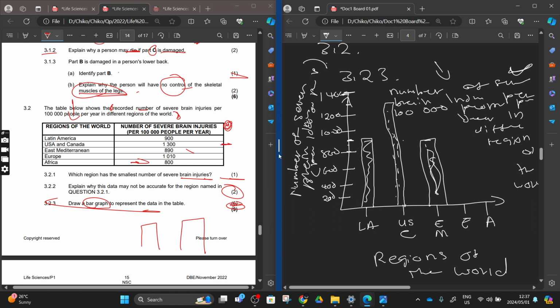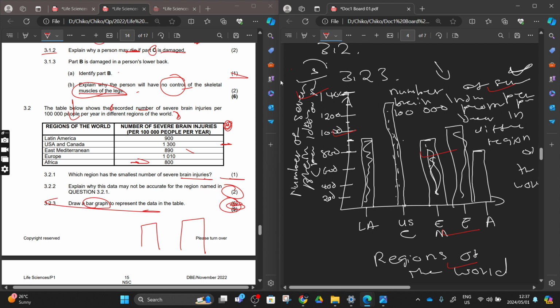We were at East Mediterranean, we want to go to Europe now. Europe is 1010. 1000 here, this one will be 1100. Then this one will be 1010. So you come here and you do this, right? You'll agree with me. And then Africa 800. Where is 800? This is 800. And then you come here and do this. Then you come and collect these 6 marks of yours: 1, 2, 3, 4, 5, 6.